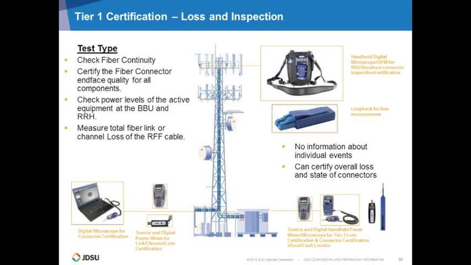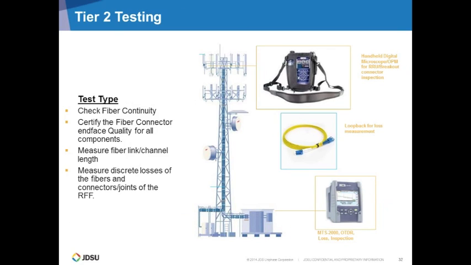So we go into Tier 2 testing, which some of the service providers require. Again, check fiber connectivity, that it's plugged in the right place, check the interface of the fiber, that it's not damaged, measure the fiber link channel length, and then measure the individual events in that fiber. So if there are several distribution boxes that the fiber is connected with, the OTDR will be able to verify that every single connection, every single fiber link, is per standard.